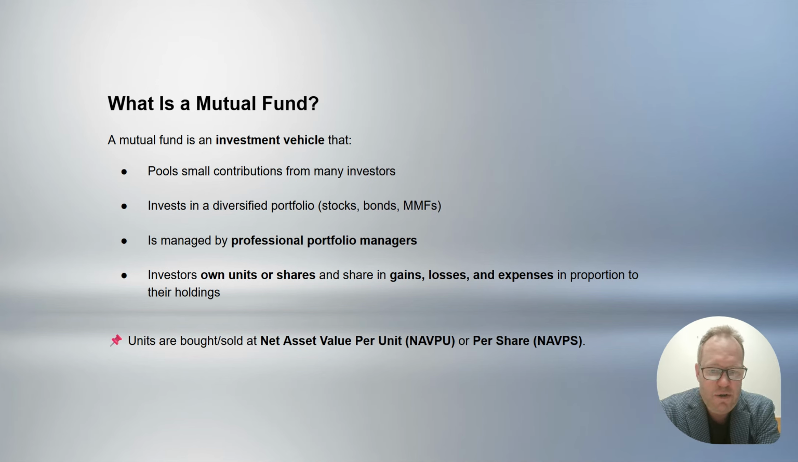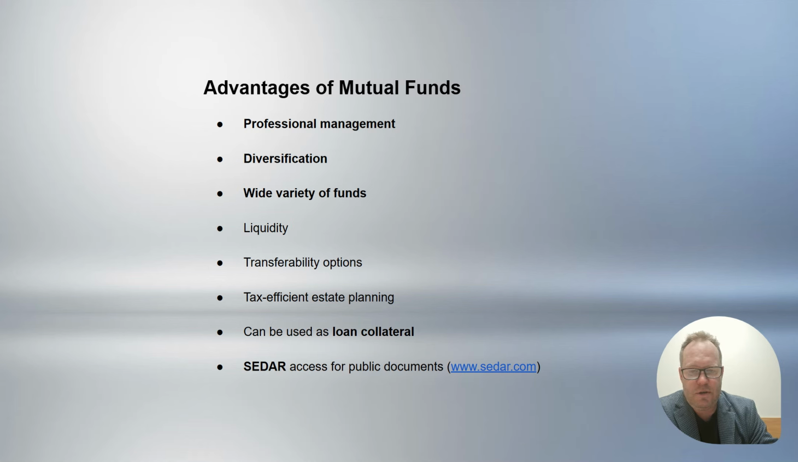Investors own units or shares, and share in the gains, the losses, and the expenses in proportion to their holdings. So, the more of a single mutual fund that a person holds, the more they will realize the gains, but also the losses and the expenses. Units are bought and sold at what's called net asset value per unit, NAV/PU, or per share, NAV per share. We'll get into those two terms in just a moment.